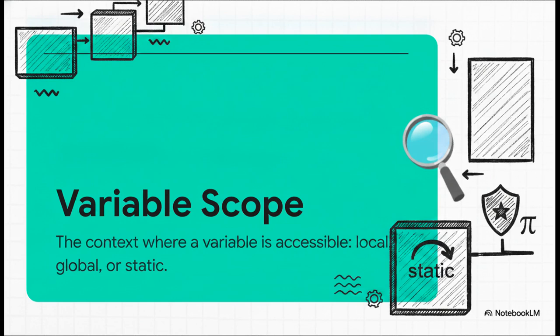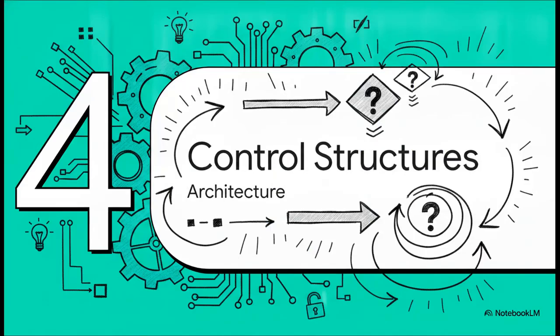And hey, if you have a raw material that should never ever change, like the value of pi, you don't use a variable at all. You lock it in as a constant using the define function or the const keyword. Okay, we've got our materials.